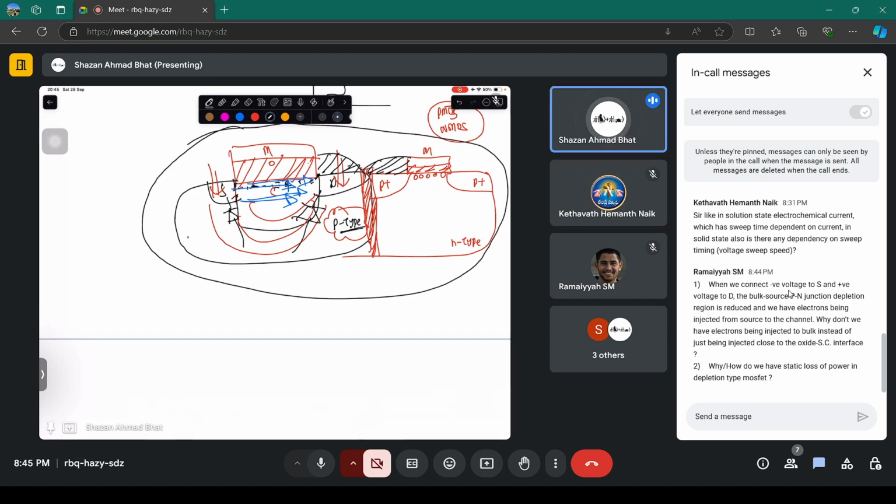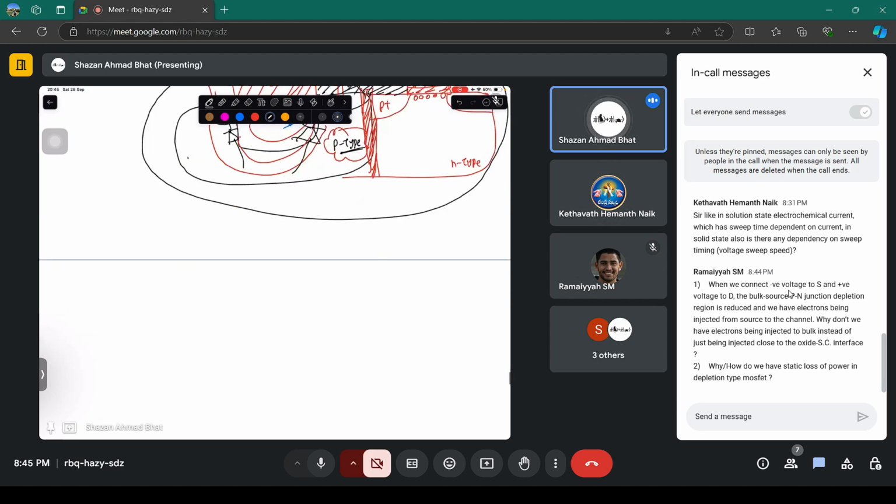You're talking about the sweep rate of gate voltage, right? Yeah. Yes, sweep rate is going to matter a lot. I'll tell you why.